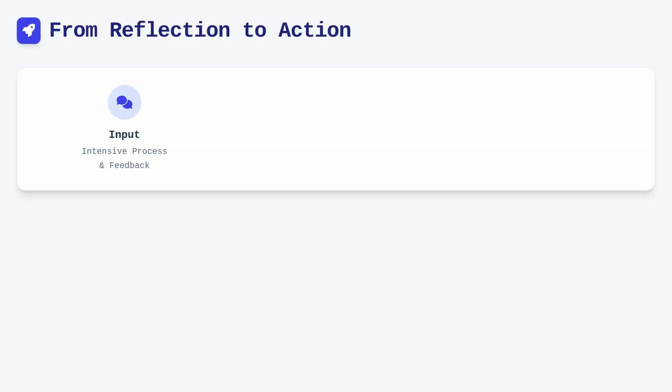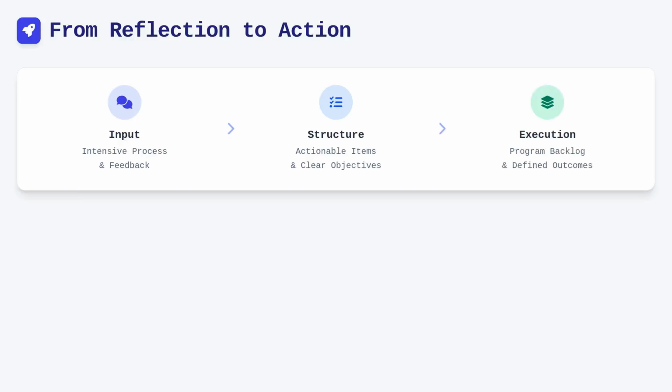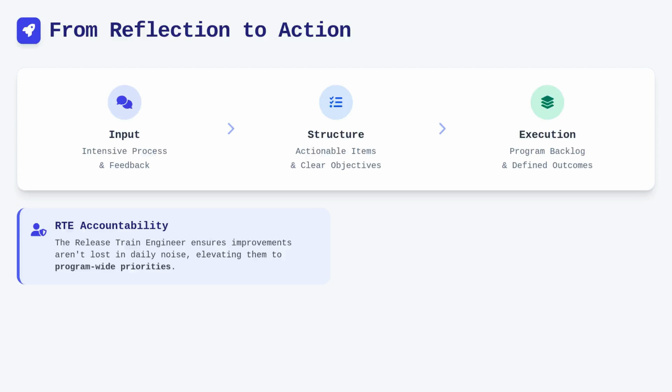The final output of this intensive process is not a list of complaints, but a structured list of actionable improvement items for the next program increment. These items are refined into clear objectives and added to the program backlog, ensuring they have ownership and defined expected outcomes. It is the responsibility of the release train engineer to ensure that these items do not disappear into the background noise of daily work.